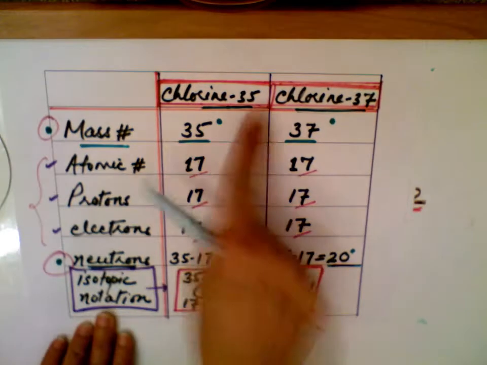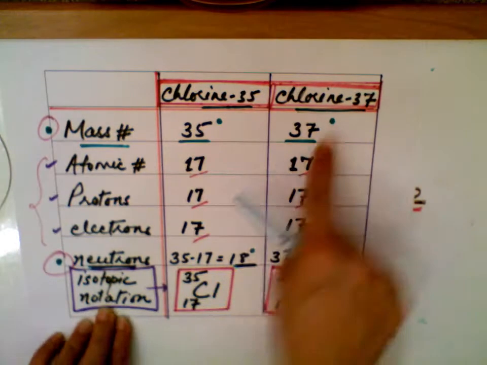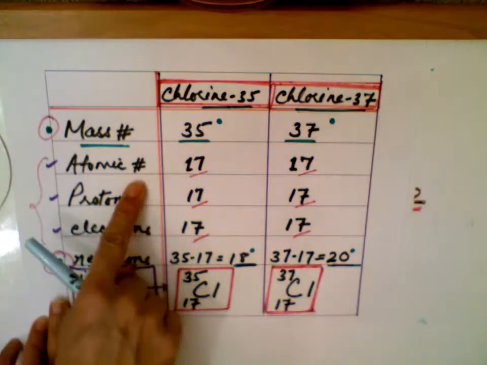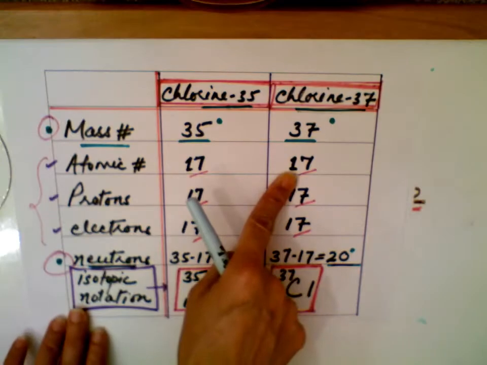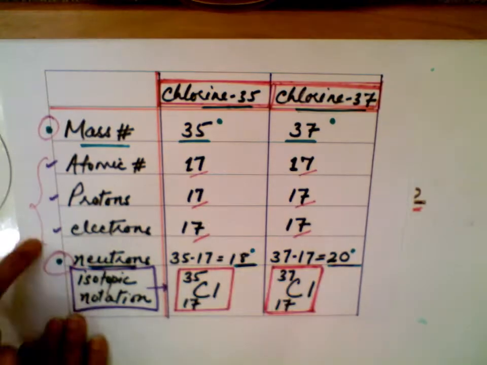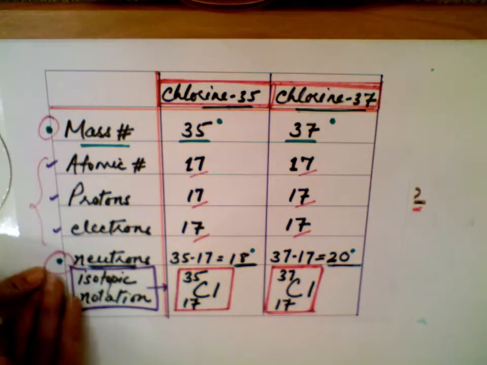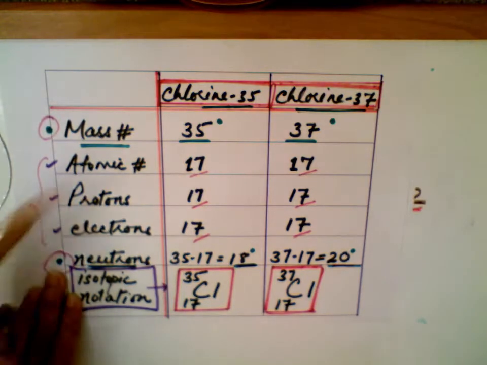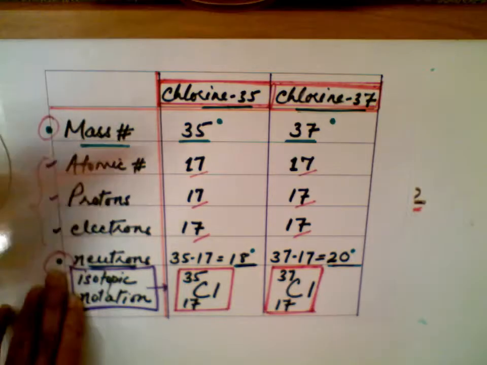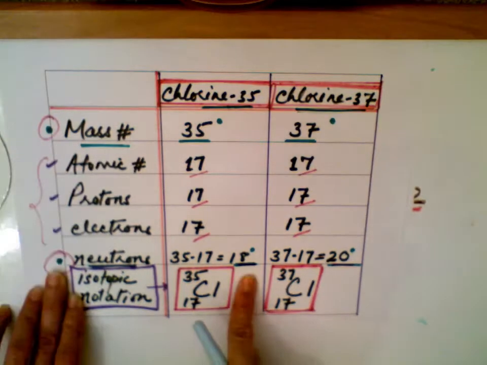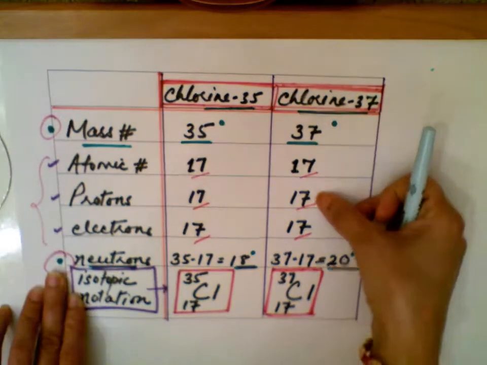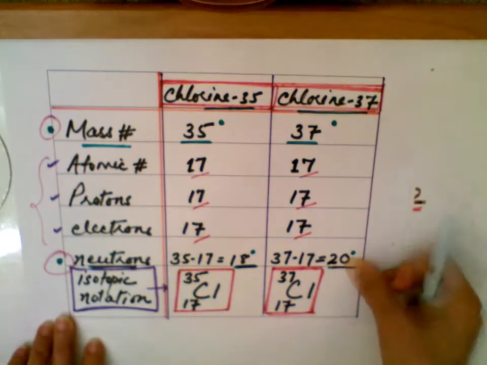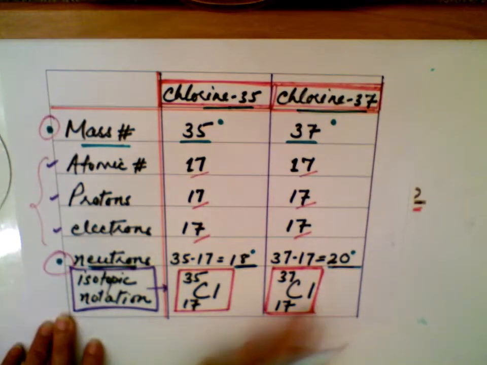Mass number 35 from here, 37 from here. Atomic number 17 and 17 that I'm getting from the periodic table. Atomic number, protons and electrons, they're all the same. Neutrons is the one which is different. So 35 minus 17, you get 18. 37 minus 17, this 17 or that 17, you get 20. And this is another way to represent them.